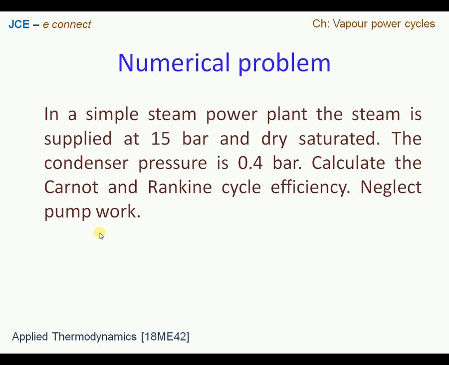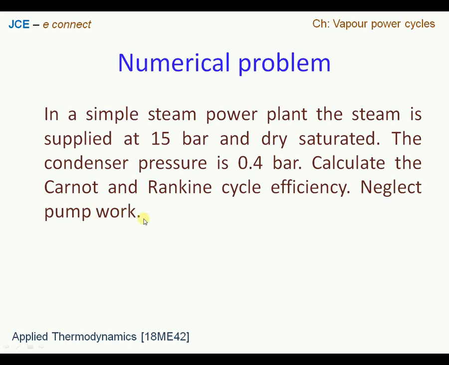So we have a simple steam power plant, and the steam is supplied at 15 bar, and it is supplied at a dry saturated condition. The condenser pressure is 0.4 bar, and they're asking us to find out the Carnot cycle efficiency and also the Rankine cycle efficiency, and they're telling us to neglect the pump work.